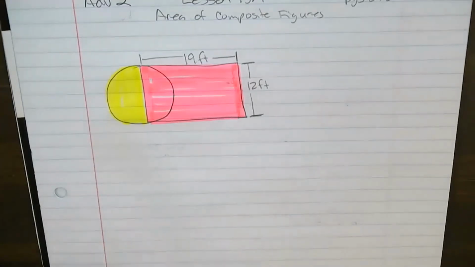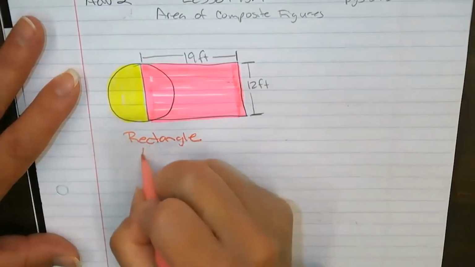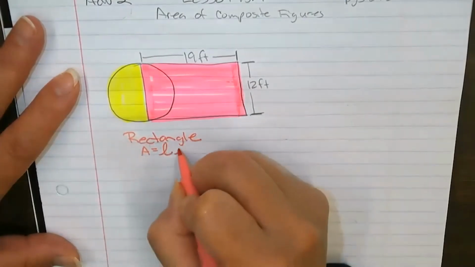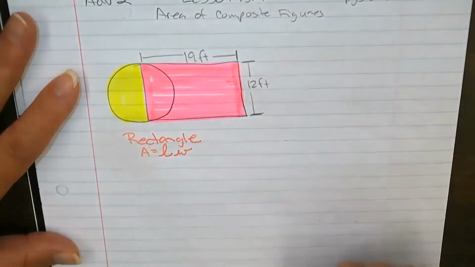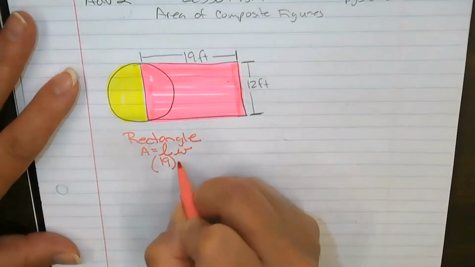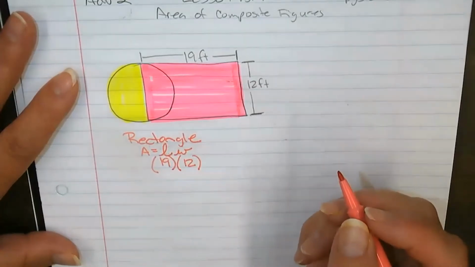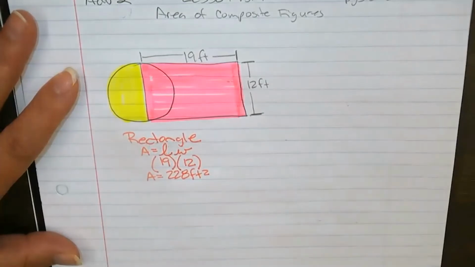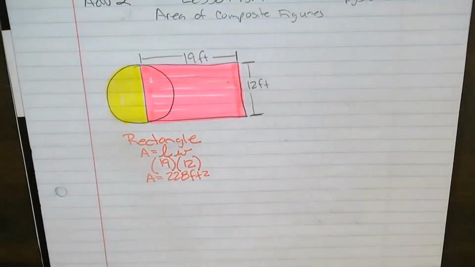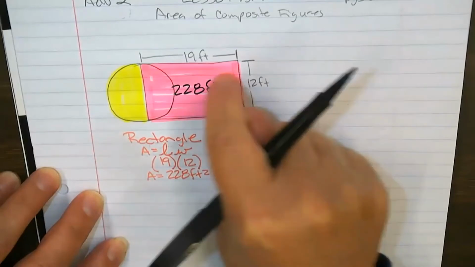So the first thing I want to do is find the area of the rectangle. Now I know the area of rectangles is equal to length times width. So at this point, it's just substitution. My length is 19 feet and my width is 12 feet. So I'm going to use my handy dandy calculator, and I'm going to find that the area of the rectangle is 228 feet squared. It may be helpful if you write that in here, 228 feet squared. And it's squared because we're counting all the square units inside.